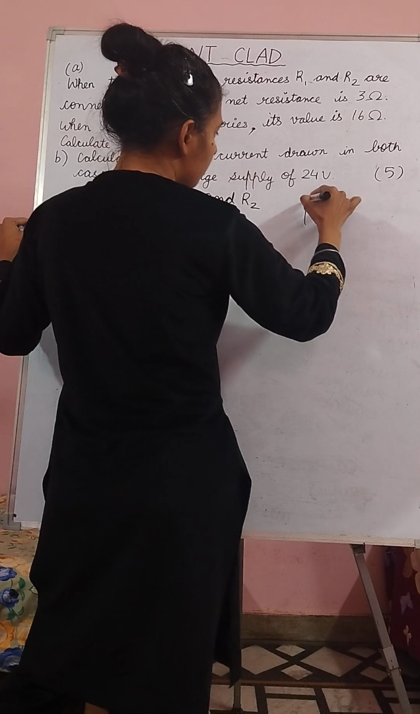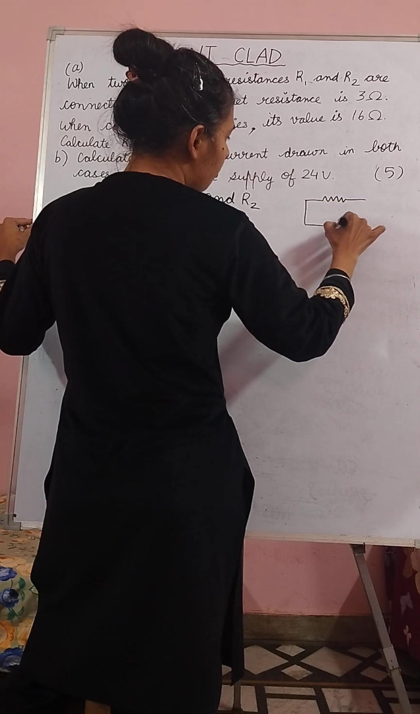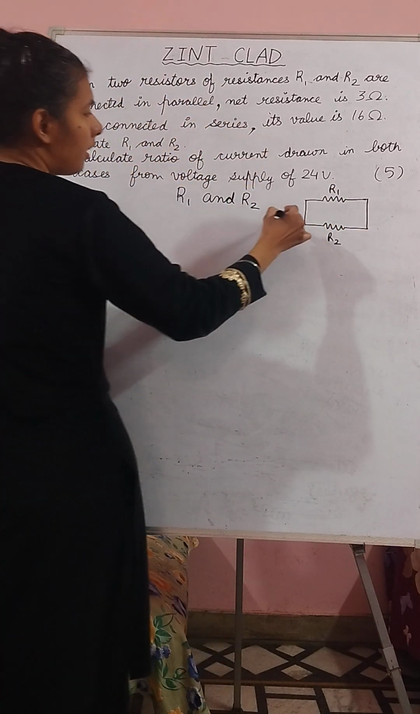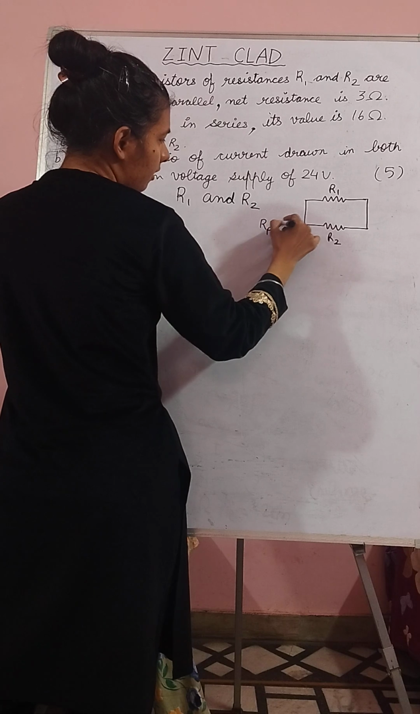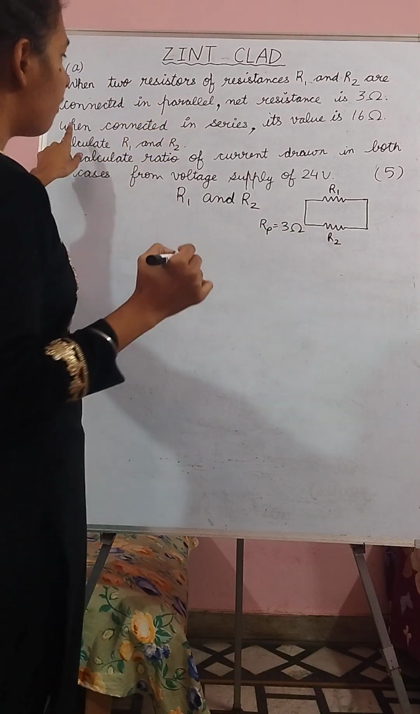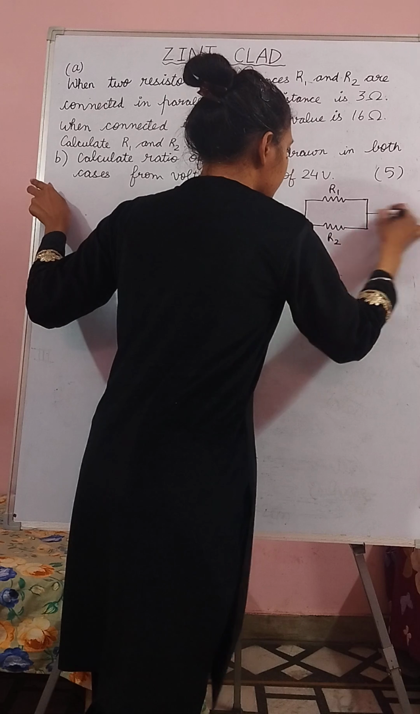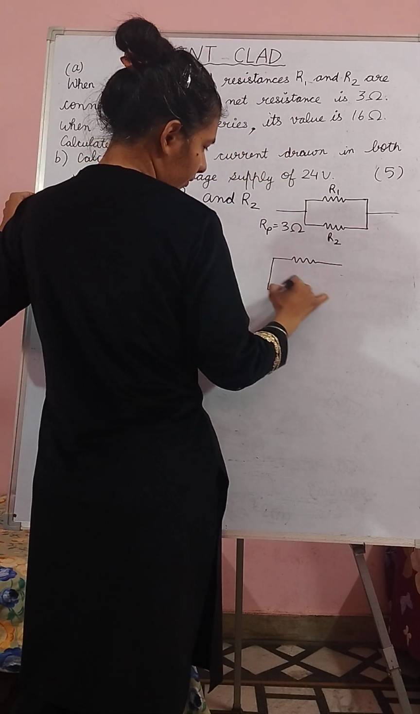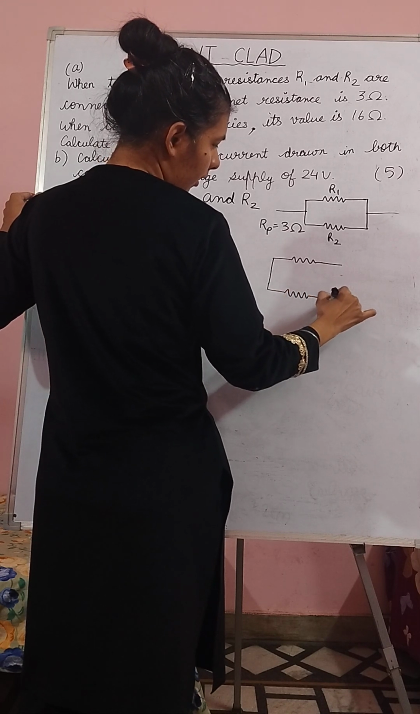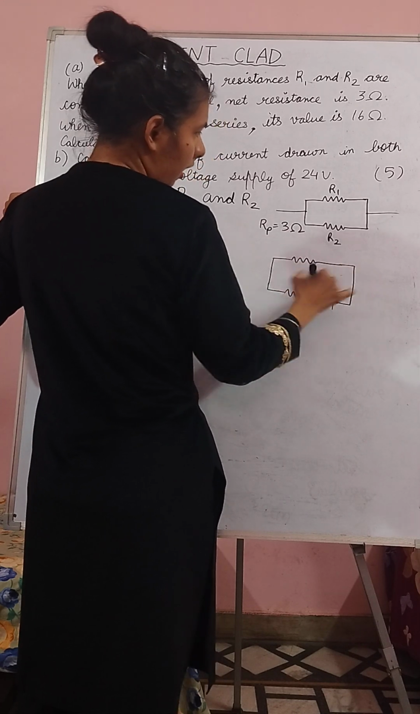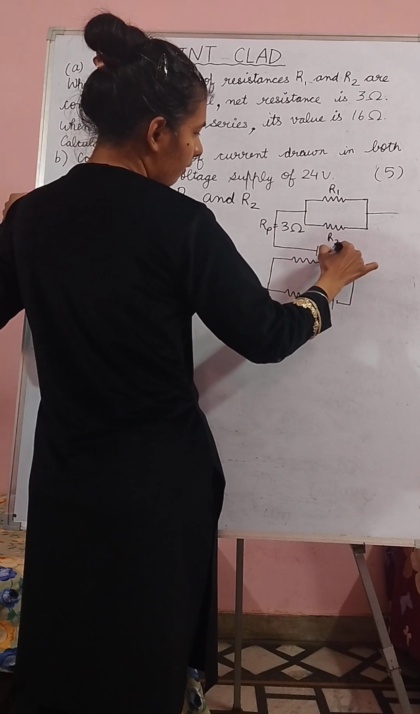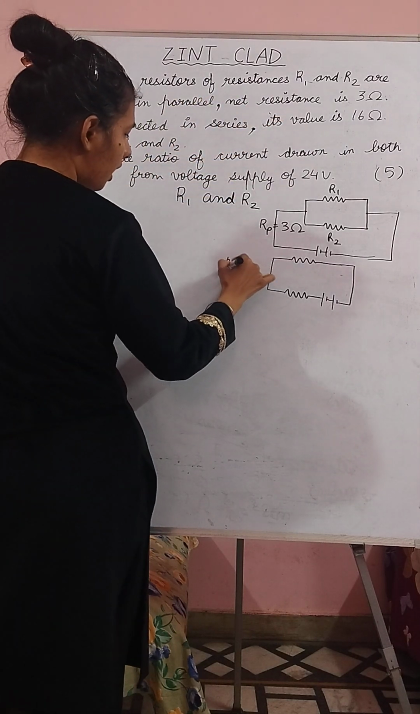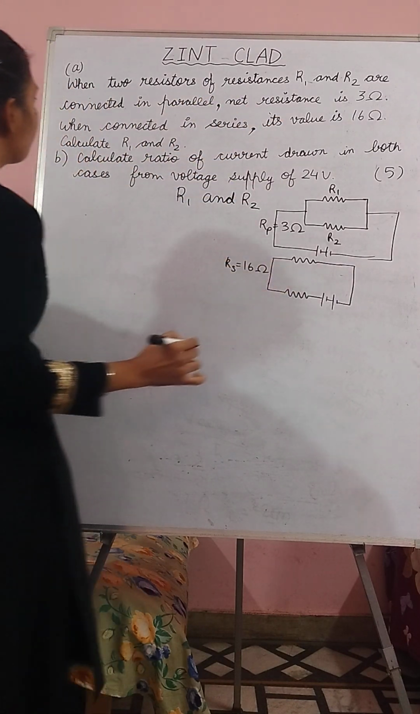When these two resistors are connected in parallel, the net resistance RP, resistance in parallel, is 3 ohm, and when they are connected in series, series में battery would be connected like this. Along the series parallel में battery would be connected separately. Clear? So when they are connected in series, its value is RS is equal to 16 ohm.